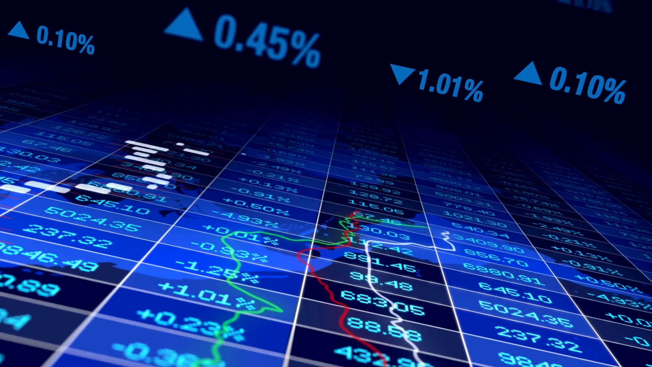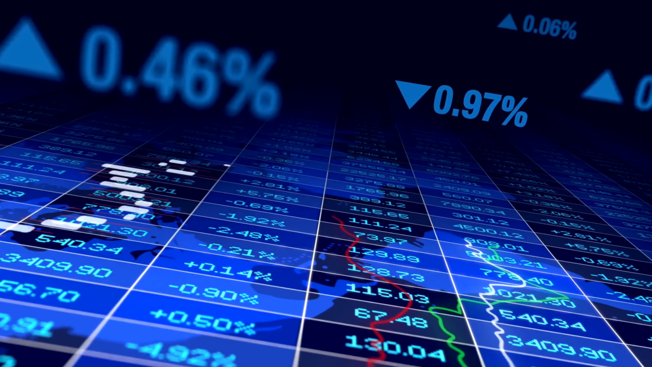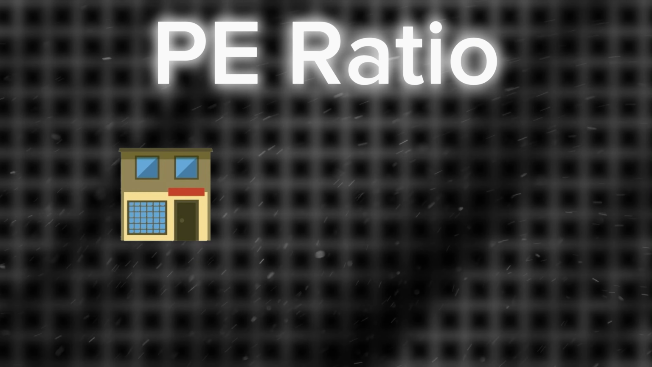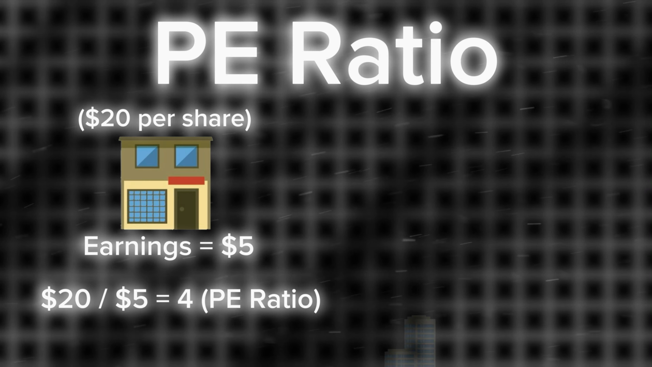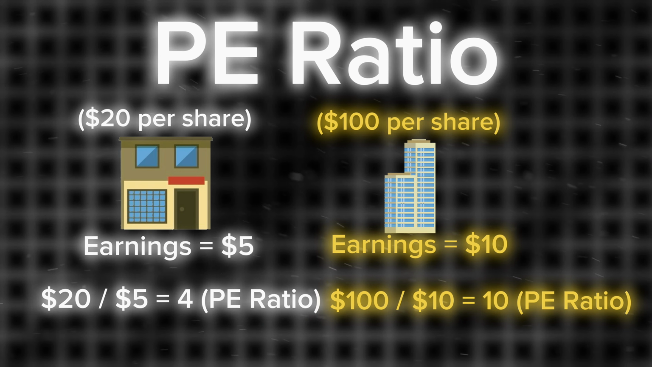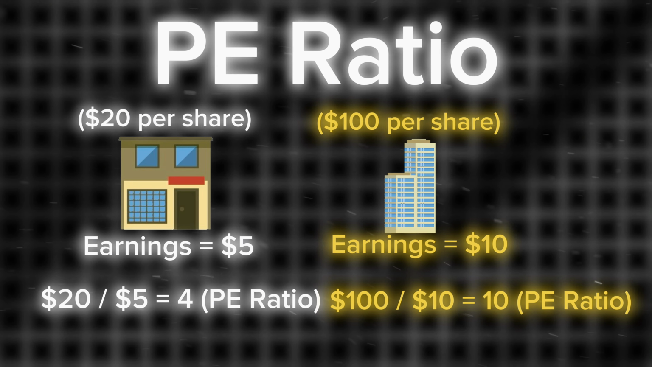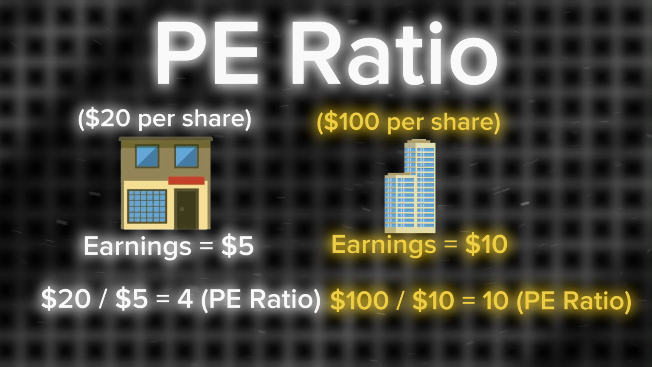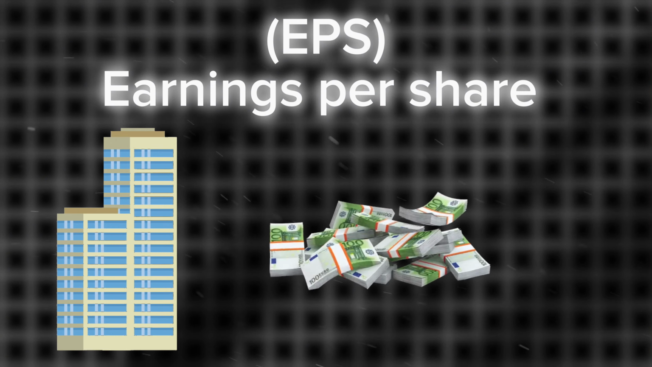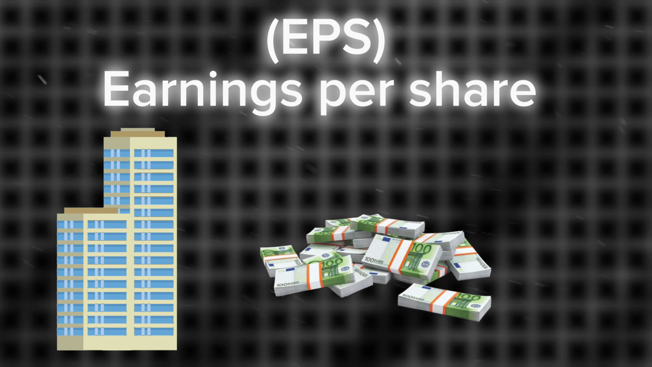Step 4. Advanced terms and strategies. As you get deeper into the market, you'll encounter more advanced terms. Let's break them down. P/E ratio. This stands for price to earnings ratio. The price of a stock compared to how much money the company makes. It tells you if a stock is expensive or cheap based on its profits, like asking, am I paying too much for this company's earnings? A high P/E ratio means a stock might be overvalued. Earnings per share, EPS, the amount of money a company makes for each piece of stock you own. It's a key indicator of a company's profitability.